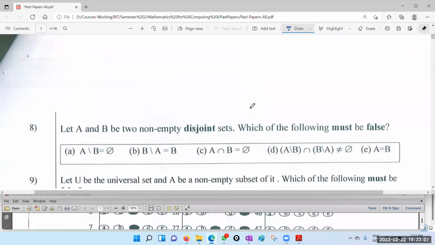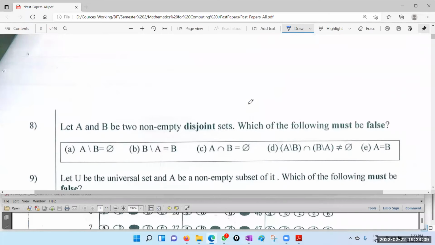8. Let A and B be two non-empty disjoint sets.